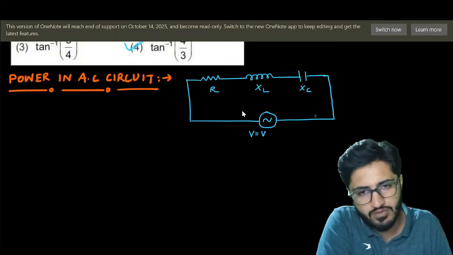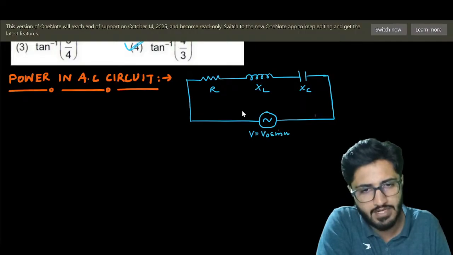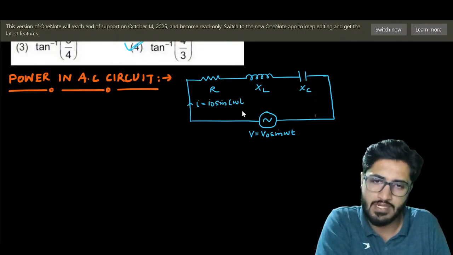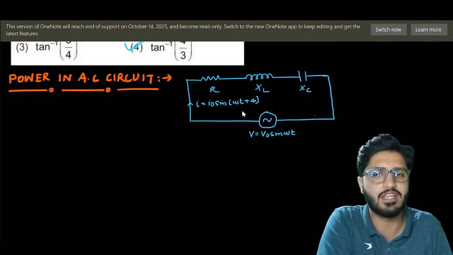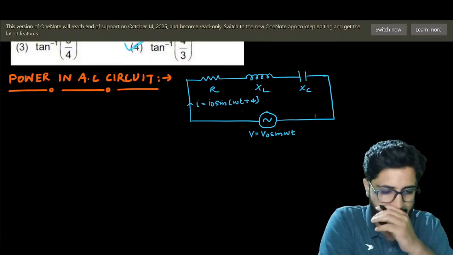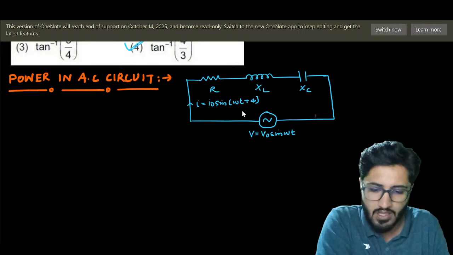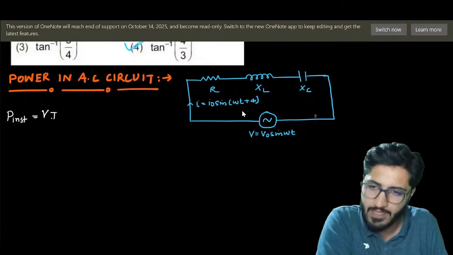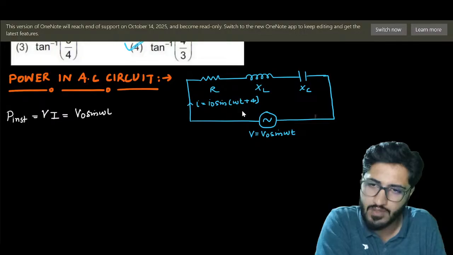Input equals V naught sine omega t, and current equals I naught sine (omega t plus phi). Let it be any angle, we don't have any idea about it. Clear? Okay, so what is power? What is instantaneous power? Is it V times I? Yes, sir. V equals V naught sine omega t. I is I naught sine (omega t plus phi).